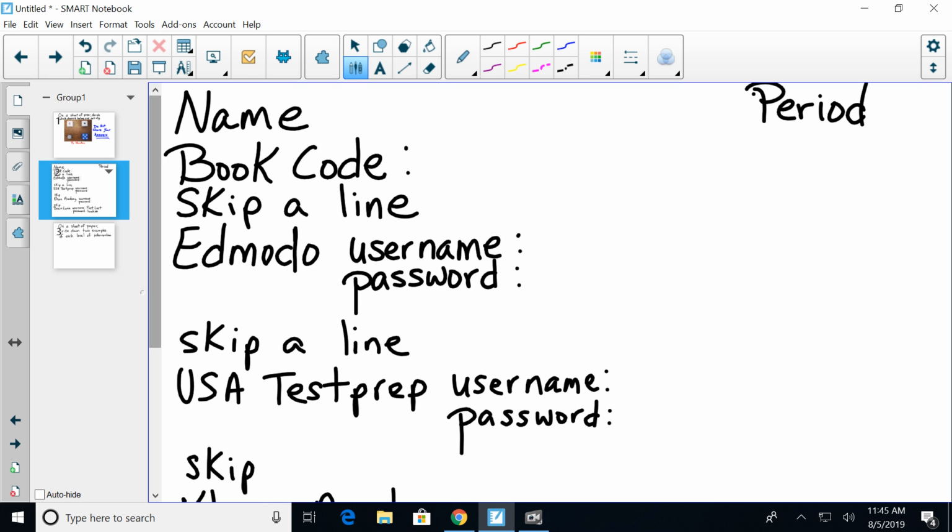All right, so we're going to set up the first page in your notebook. Starting tomorrow, your bell ringers will go in your composition book. You get one of them markers on the back. I don't have any Sharpies. Maybe one of your classmates has one you can borrow.